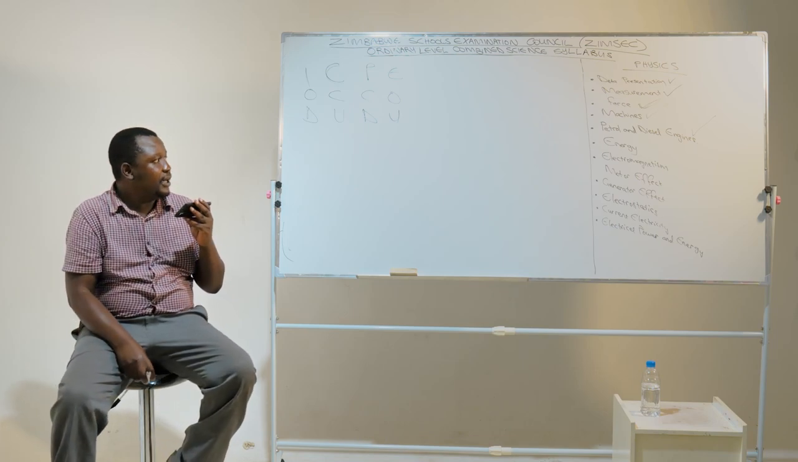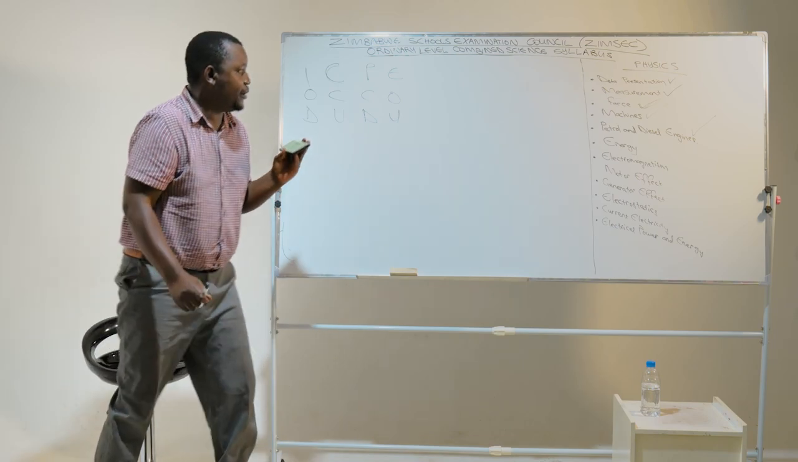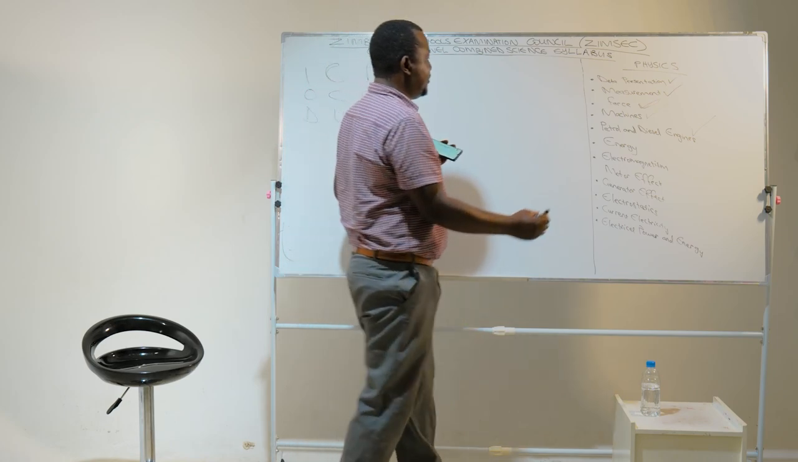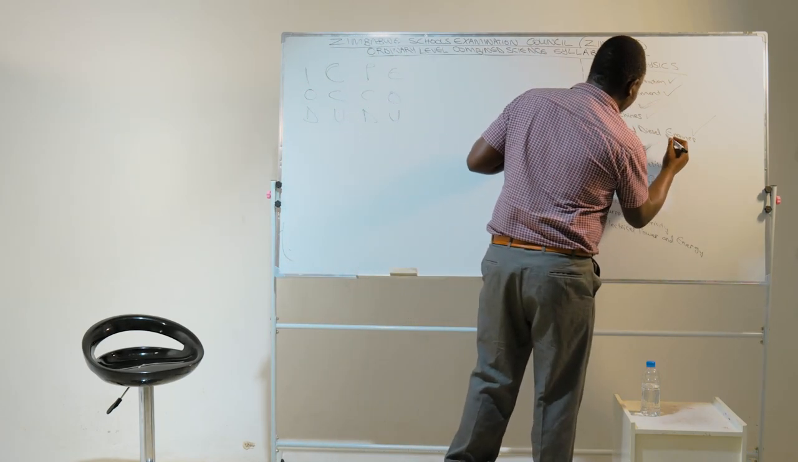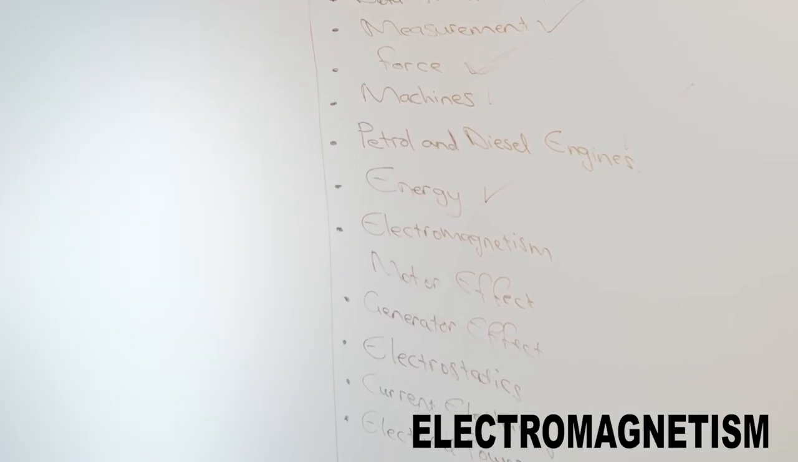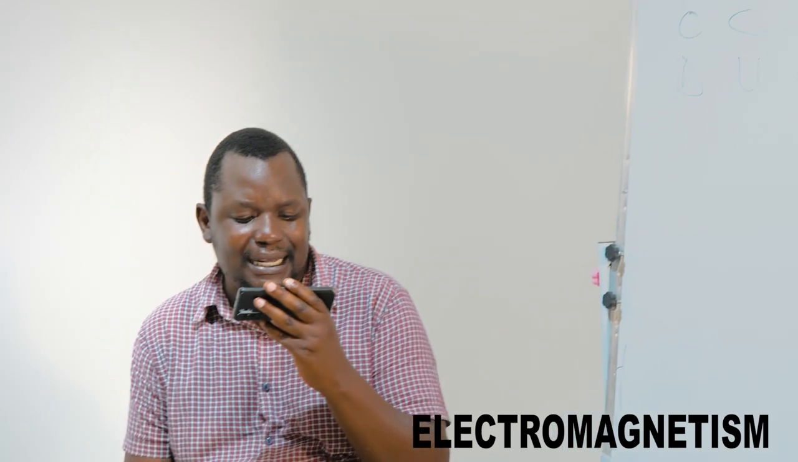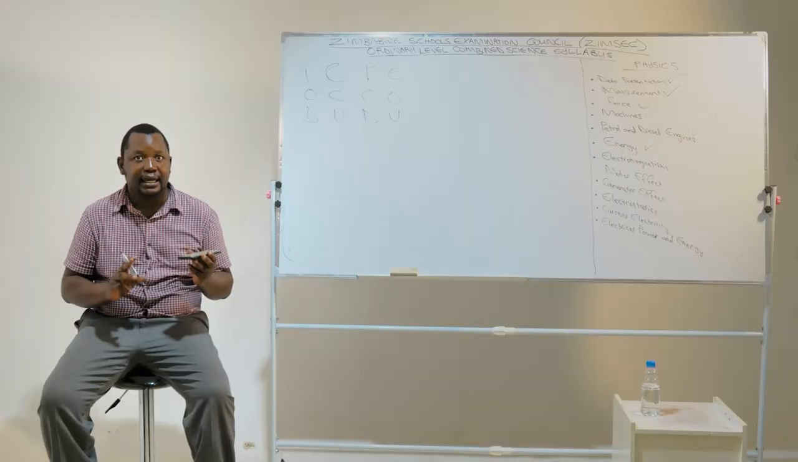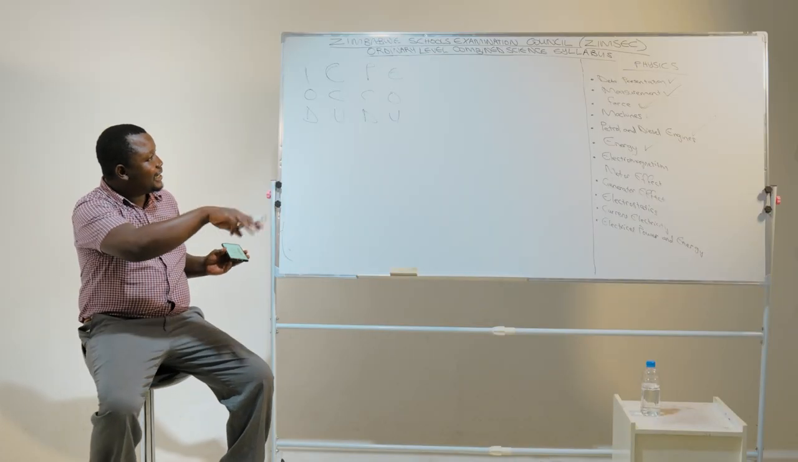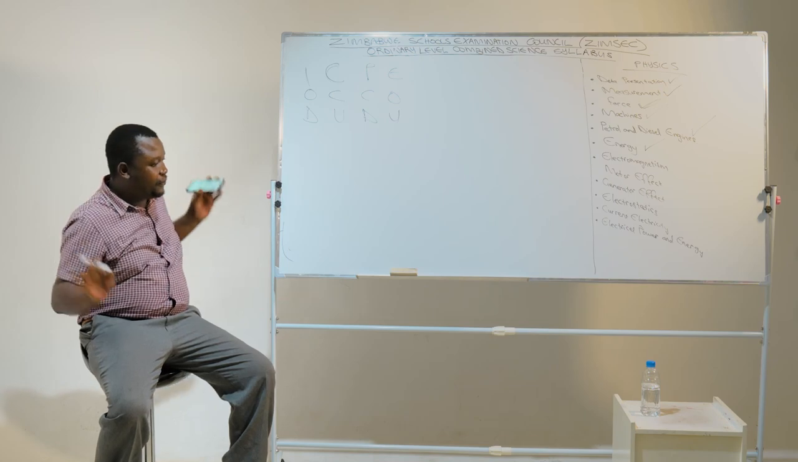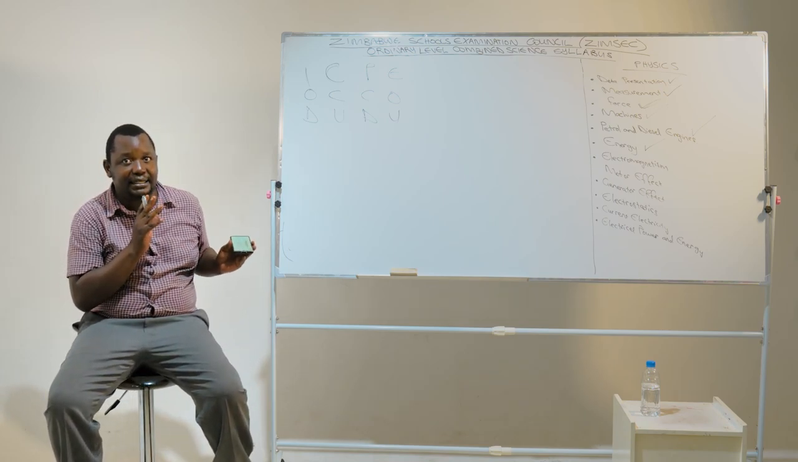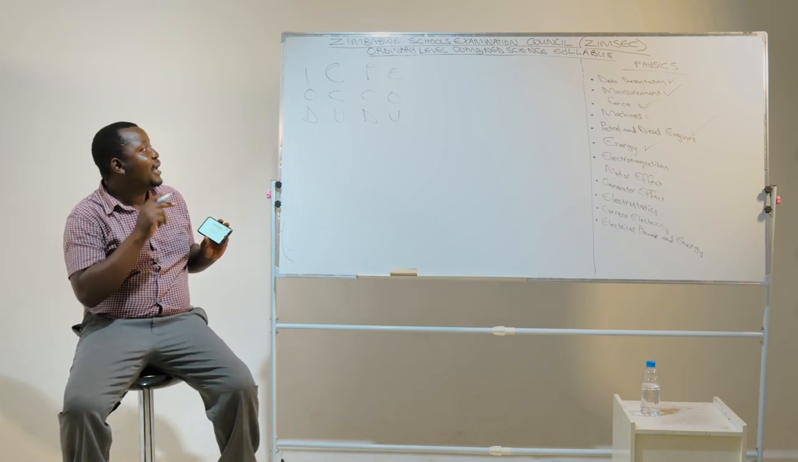Next concept after energy, we're going to look at electromagnetism, right? The first objective under electromagnetism: describe an experiment to demonstrate that a current carrying conductor has a magnetic field around it. A current in a magnetic field behaves just like a magnet in a magnetic field.